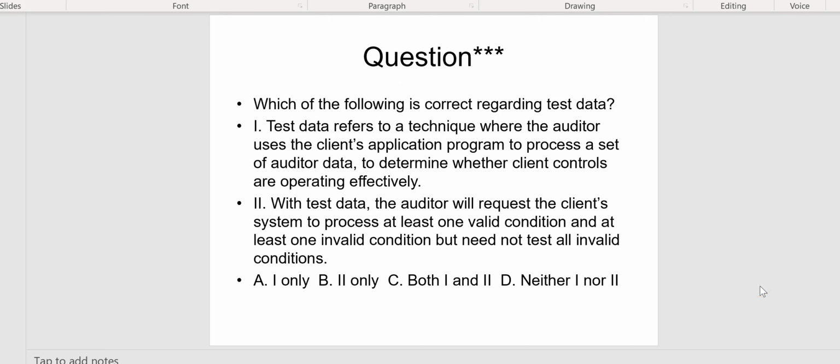Which of the following is correct regarding test data? 1. Test data refers to a technique where the auditor uses the client's application program to process a set of auditor data to determine whether client controls are operating effectively.